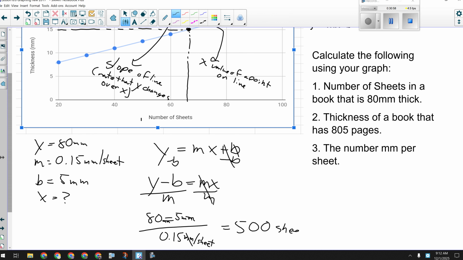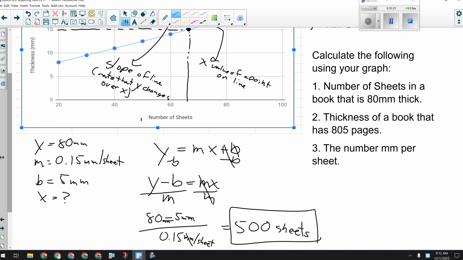Or sheets, I guess, is the units they use, so that's what we should use. 500 sheets. Okay? So all graphs work just like this. What you're doing on this graph is not specific to books and pages. Any graph that has an X and a Y, you can do this for. You're just not going to get millimeters and sheets.